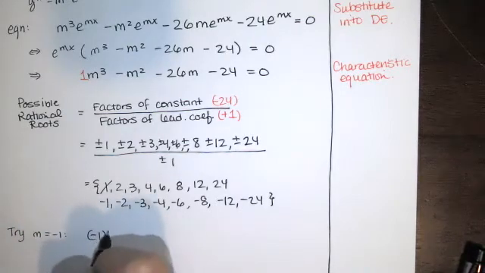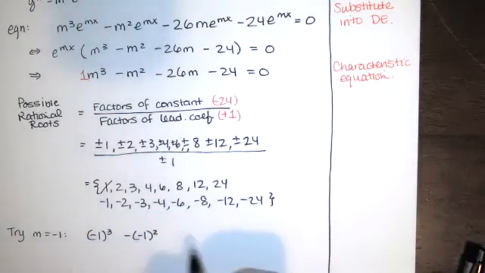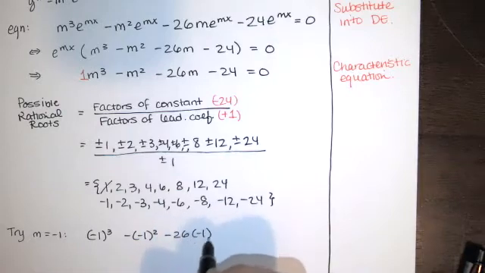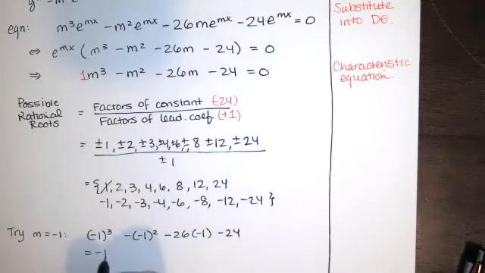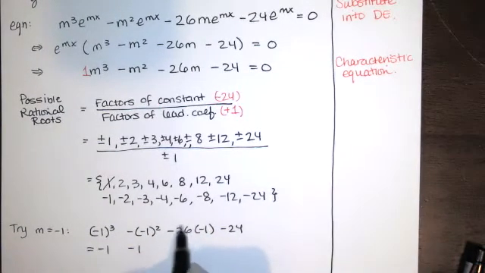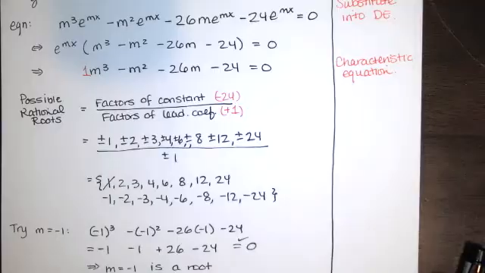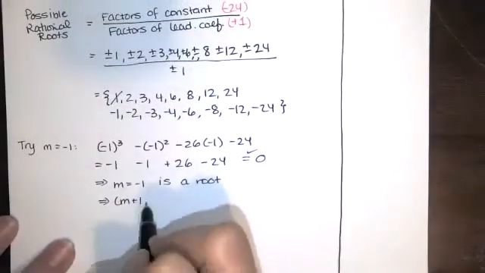If I just substitute negative 1 into this equation, let's see what happens. I've got a negative 1. Negative 1 squared is 1 times negative 1. Then negative 26 times negative 1 is positive 26 minus 24. And this is going to give me a negative 26 plus the 26. That gives me a 0. So that's great. So that means m equals negative 1 is a root of the polynomial. And that means that m plus 1 is a factor of the polynomial.